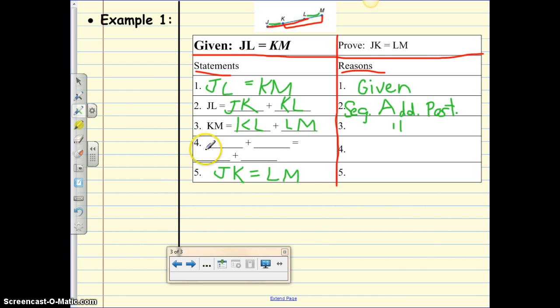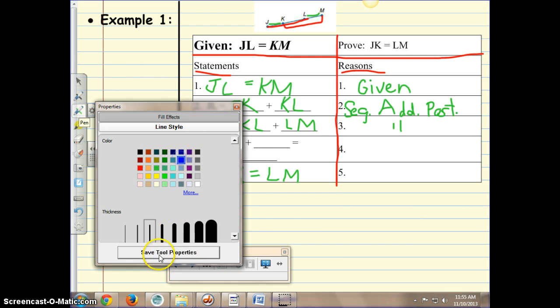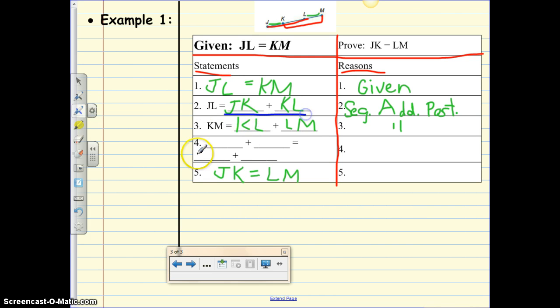So therefore we can say that since JL equals KM, that was given to us, then JK plus KL, so that's what this was, is equal to KL plus LM. And that's true because of good old substitution.